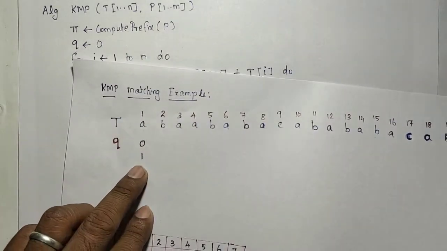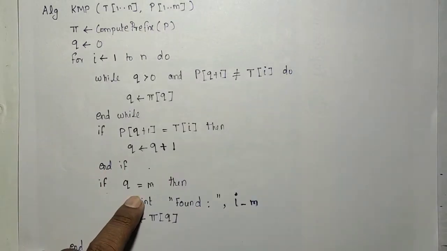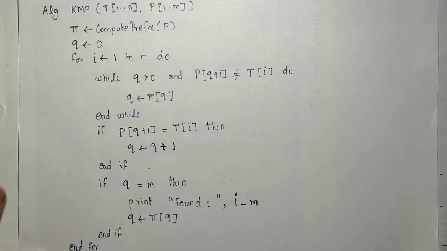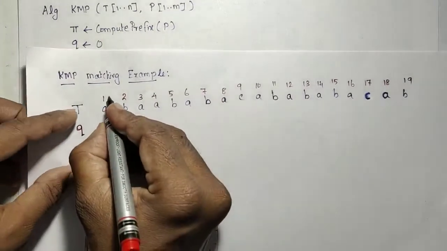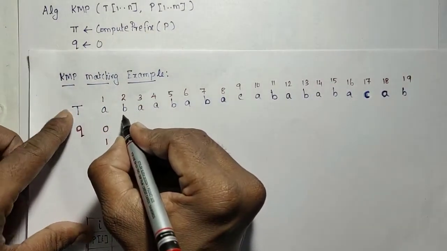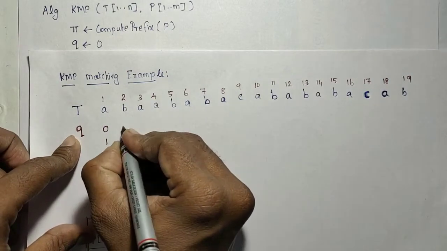Q value is actually 1, so we have still not reached it. So this condition will be false, it will not do anything. Okay, then go to the next iteration. So I will be moved to the second. Okay, so in this iteration initially the q value will be 1.